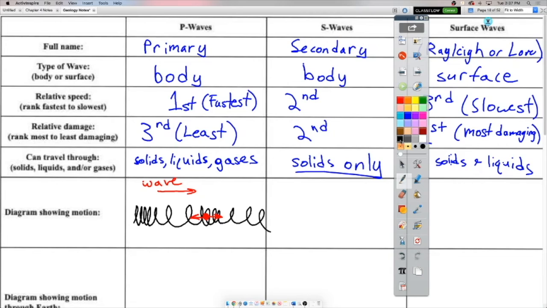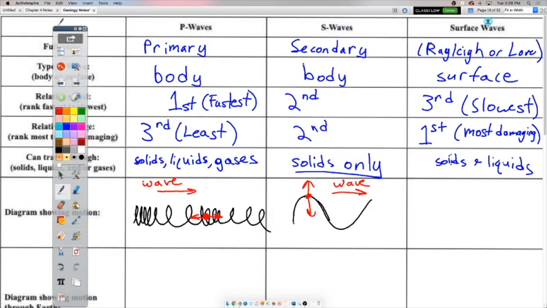Whereas for an S wave, it looks like an S, remember, or at least an S turned sideways if we're drawing it this way. But now, if you're a particle here, what are you about to do? You just moved up, you're about to move back down. So the material is moving up and down, even though the wave is going that way. See how that's perpendicular? It's at 90 degrees. So if the wave moves side to side, the particles are going to move up and down. Or if the wave is moving up and down, the particles are going to move side to side.